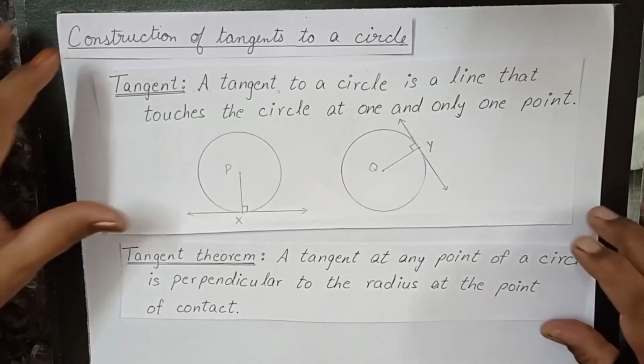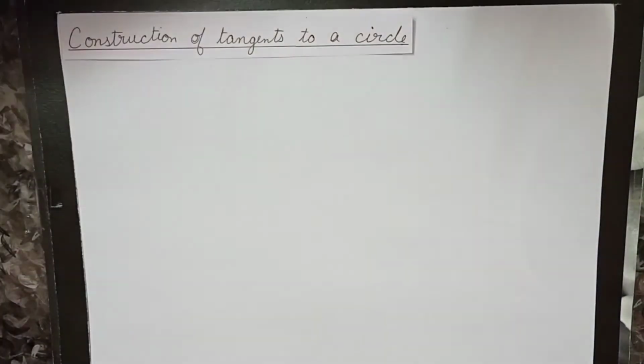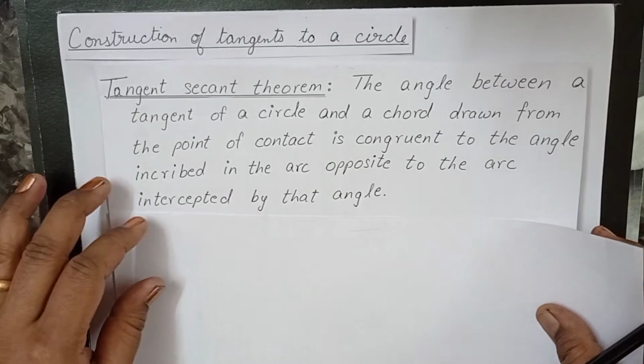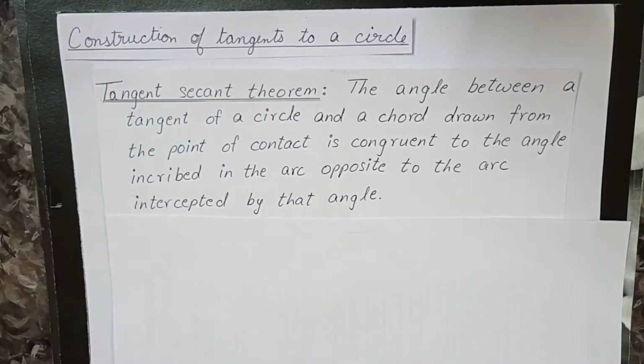Okay, next let us see the next concept. The next concept is the tangent secant theorem. The angle between a tangent of a circle and a chord drawn from the point of contact is congruent to the angle inscribed in the arc opposite to the arc intercepted by that angle. Pretty long one. Let us break it down.